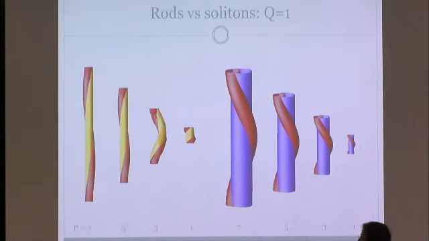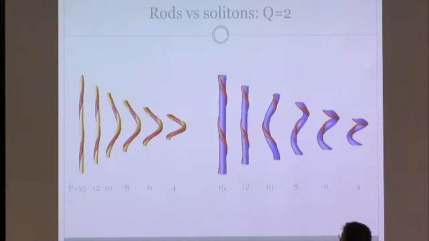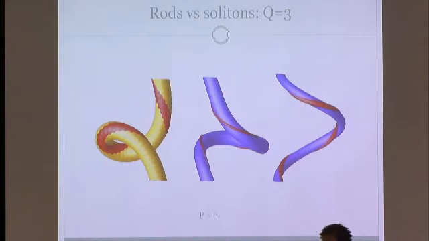So this is what happens if you have one twist in the Z direction. We've got the rod model on the left and the field theory on the right, and you can see that they're both staying more or less straight for this particular value of twist. If you put two twists in, then you get buckling in both the rod model and in the soliton model. And if you put three twists, you get a second buckling.